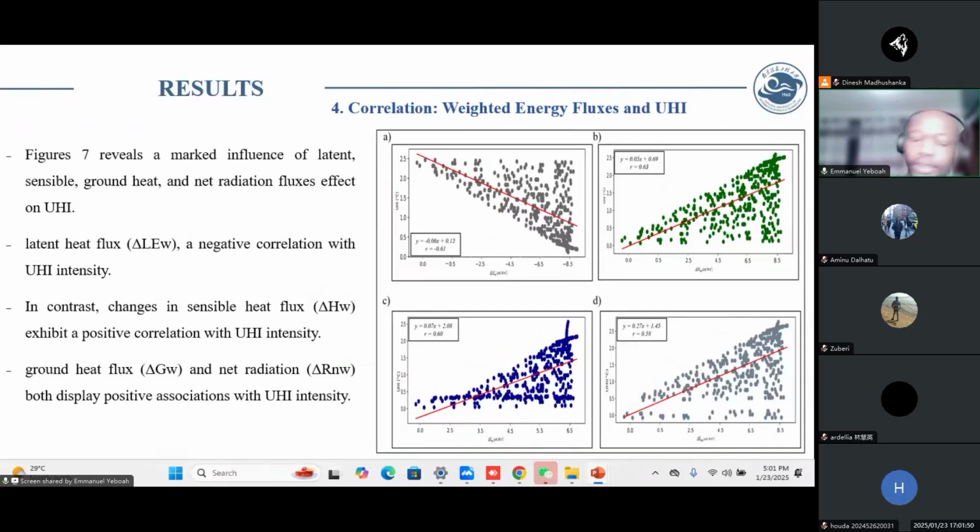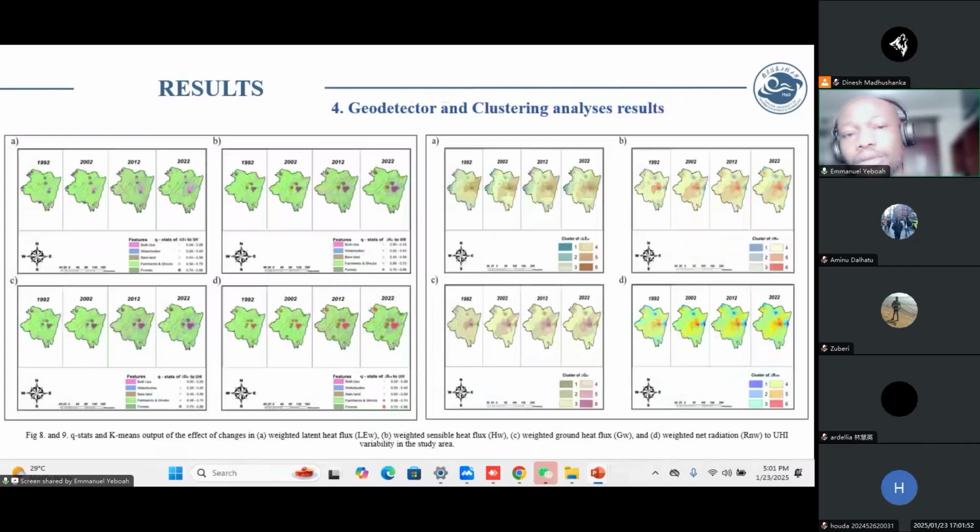Okay. So we went ahead to do what we call the geodetector and the GLASS strain analysis, where we use Q stats for the geodetector and K-means for the GLASS strain. And you can see from table A, which is more of changes of latent heat to changes of UHI, that latent heat actually has influence on UHI at the outskirts of the city, where I said natural surfaces are more dominant.